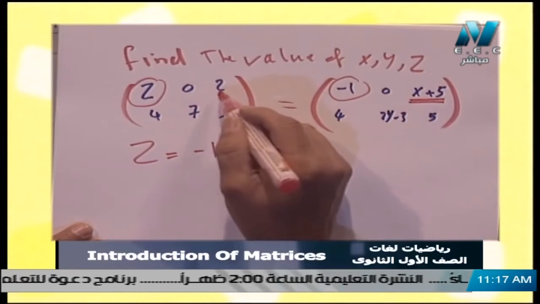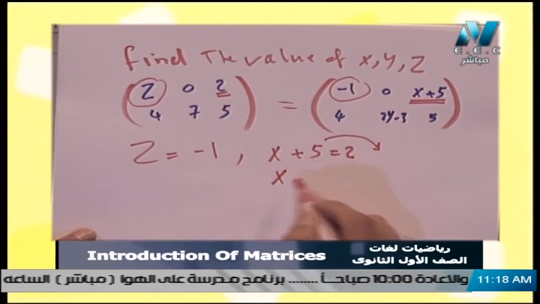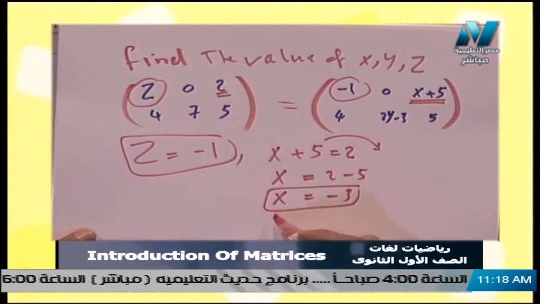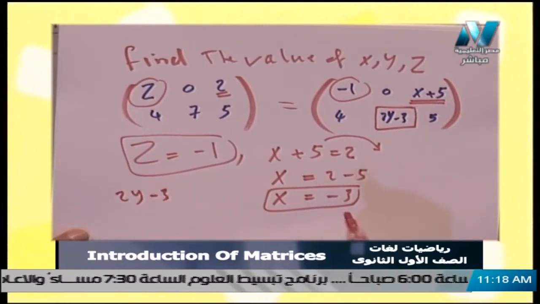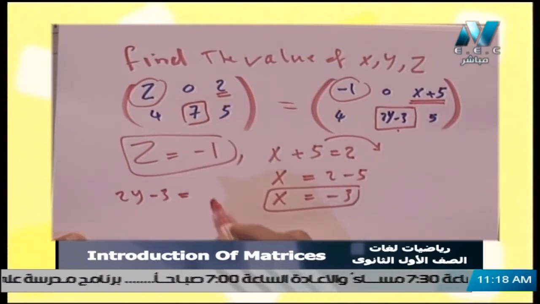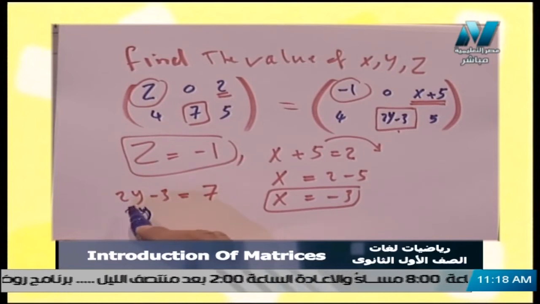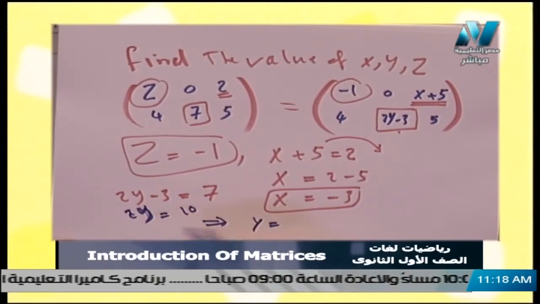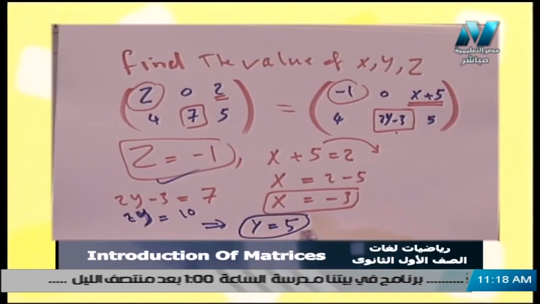And x plus 5 equals 2. And we can easily transfer 5 to be 2 minus 5. So x equals negative 3. We have z equals negative 1 and x equals negative 3. If we look at this element here, which is 2y minus 3, of course it equals 7, the corresponding element for it. So 2y equals 10, and so y equals 10 divided by 2 equals 5. So z equals negative 1, x equals negative 3 and y equals 5. Okay, let's move to another example for you.